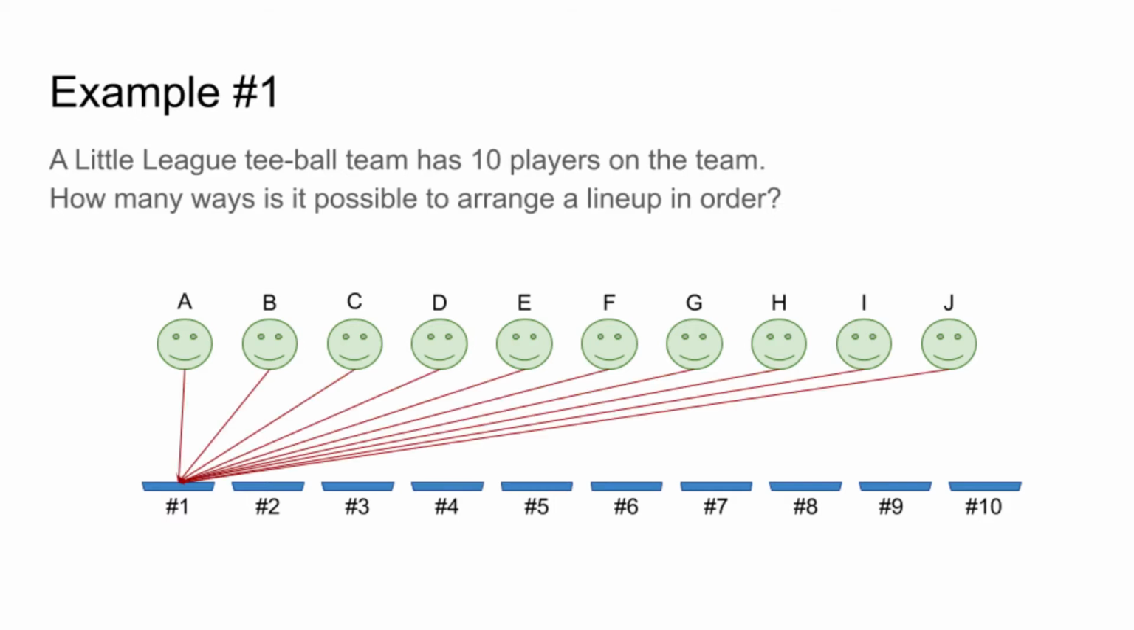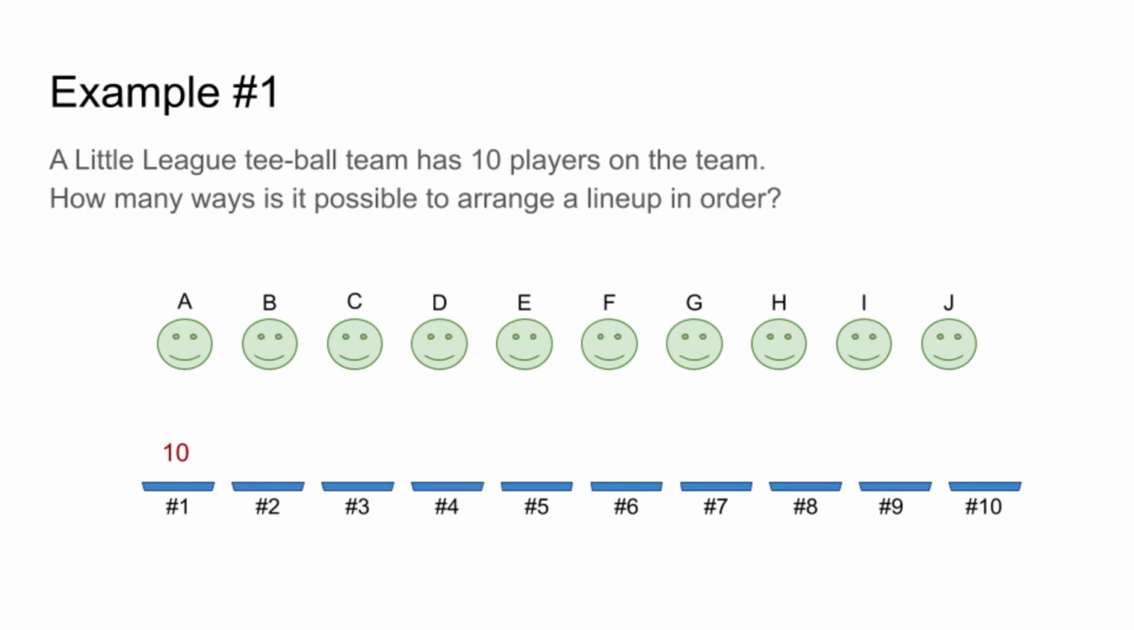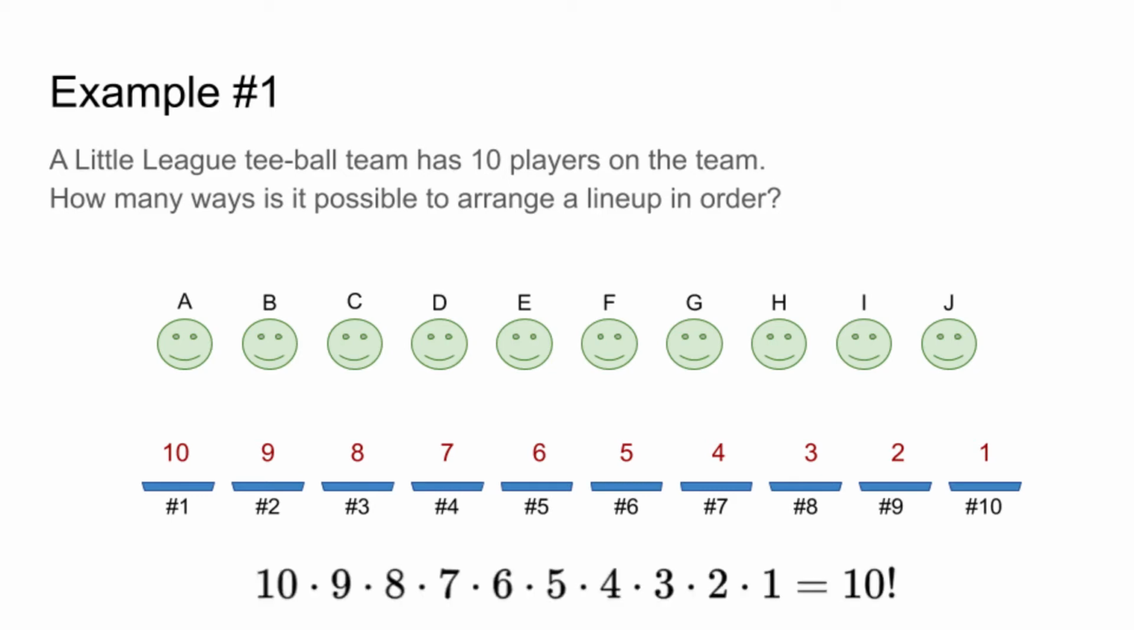For starters, any of the players can go into position number 1. That's 10 options, but now once you have already chosen one player to go into the first position, you have 9 players left to choose who goes into slot 2. Then keep cascading down the line until there's one person left that can go into position number 10. That's 10 possibilities for the first slot, 9 possibilities for the second slot, all the way down. Multiply everything together and your answer is 10 factorial.